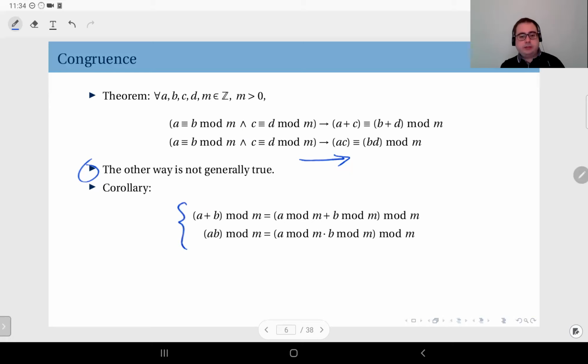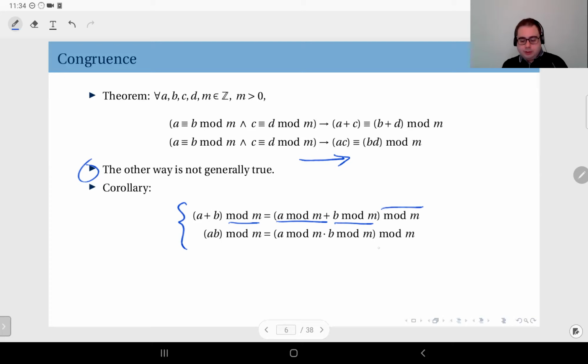As I have stated now, if you would like to find the remainder of a plus b modulo m, what you can simply do is you find the remainder when you divide a by m, and then you find the remainder when you divide b by m, you add them up, and the result might exceed m, therefore you take another modulo m.